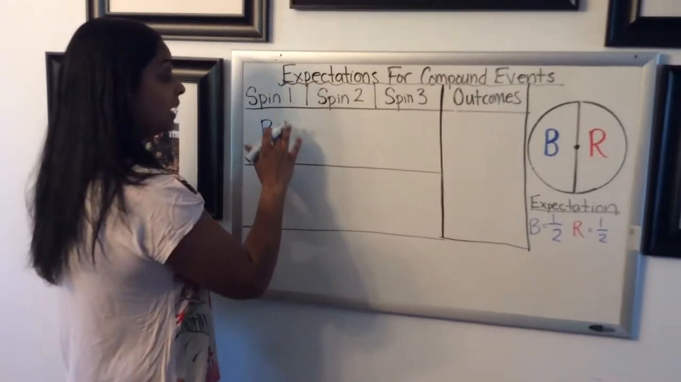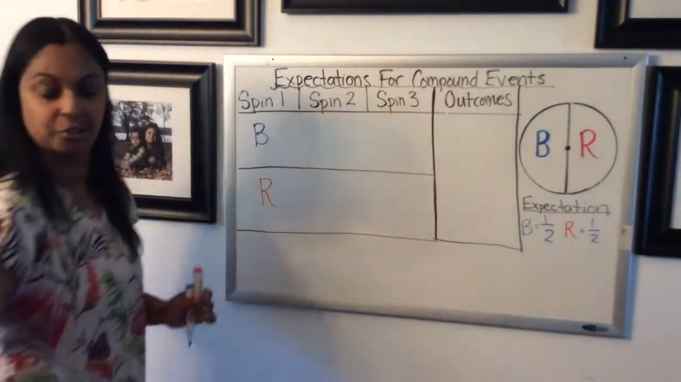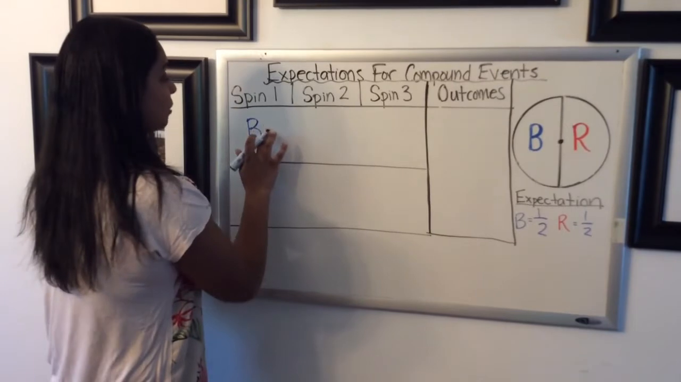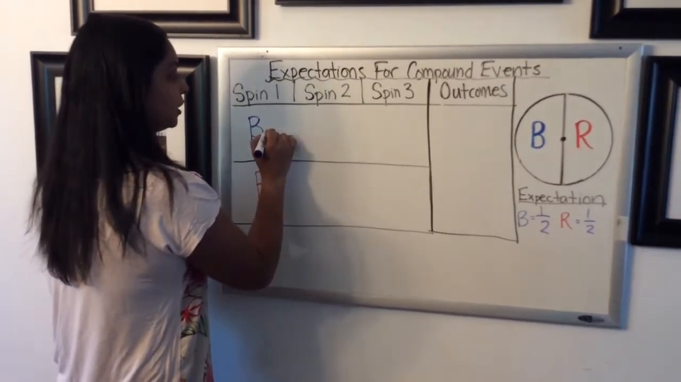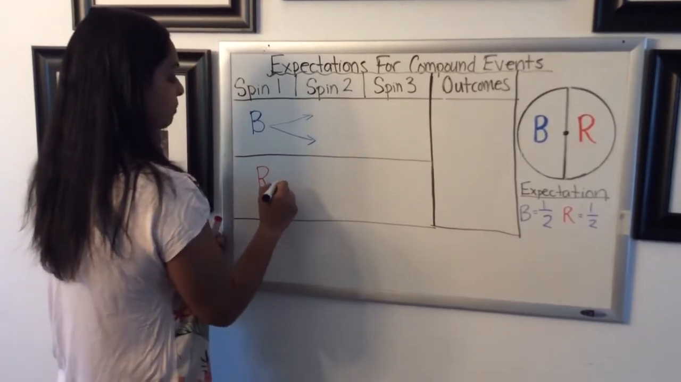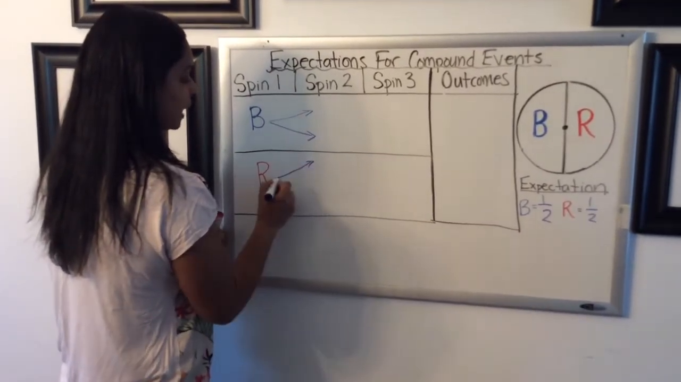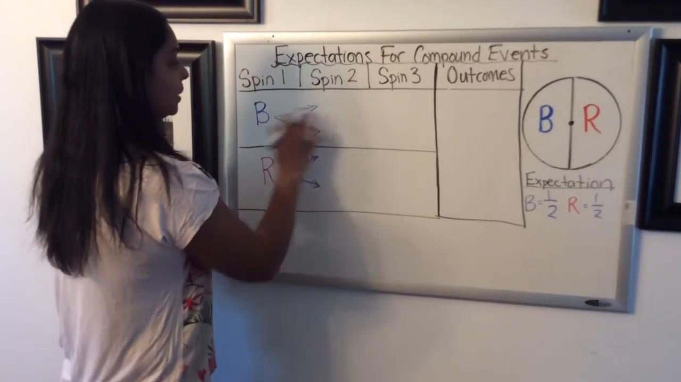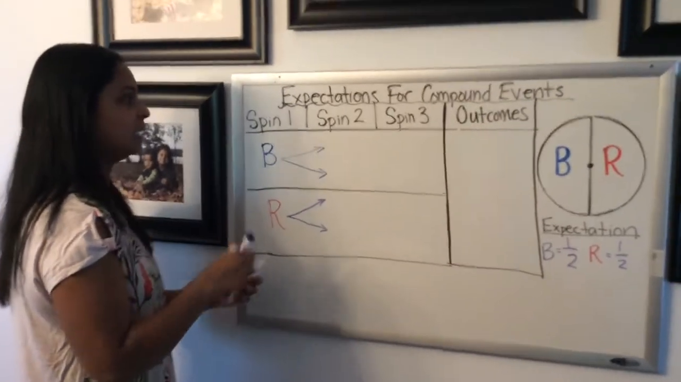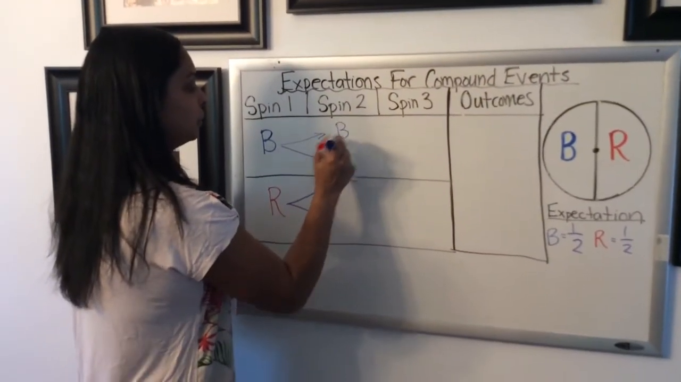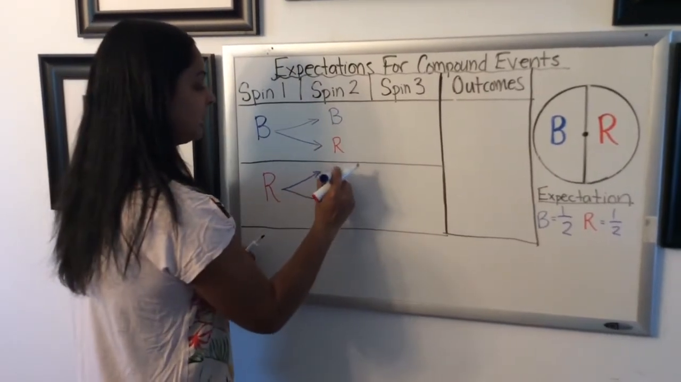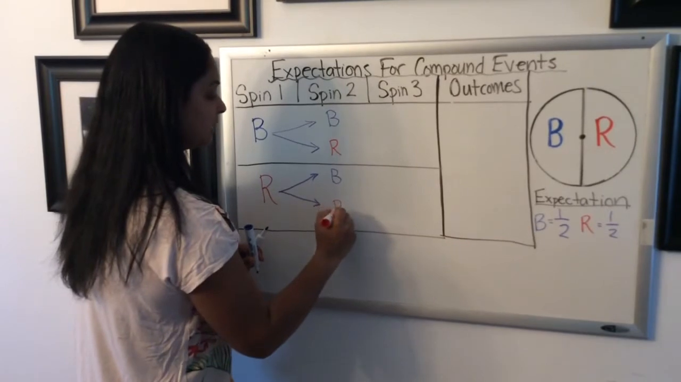Okay, then after that, I'm going to branch out from there. So let's just start with blue. So say I spun blue first. Then we have to think about what might happen on our second spin. Same with the red. If we land on red first, what could happen on the second spin? And the reason I'm putting 2 arrows there is because I only have 2 things that could happen on my second spin. I could land on blue or red. Okay, and same if I spun the red first, I could land on blue or red next.